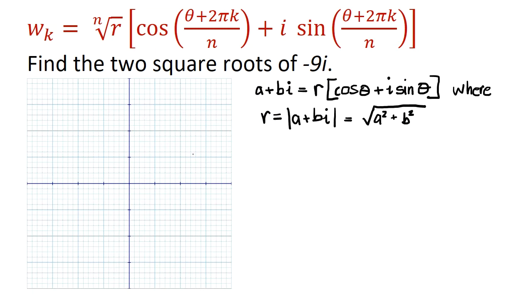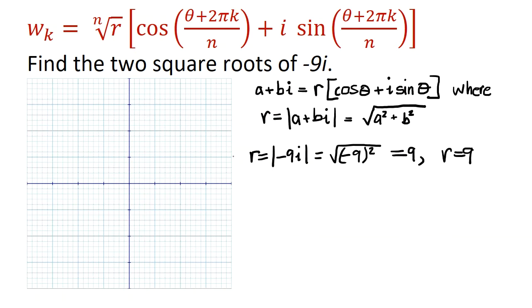So our first task is to write minus 9i in its trigonometric format. So the first thing I want to do, let's find r. That's the absolute value of minus 9i. And that, of course, is just going to be the square root of minus 9 squared using my formula, and that's simply 9. So I found that r is equal to 9.